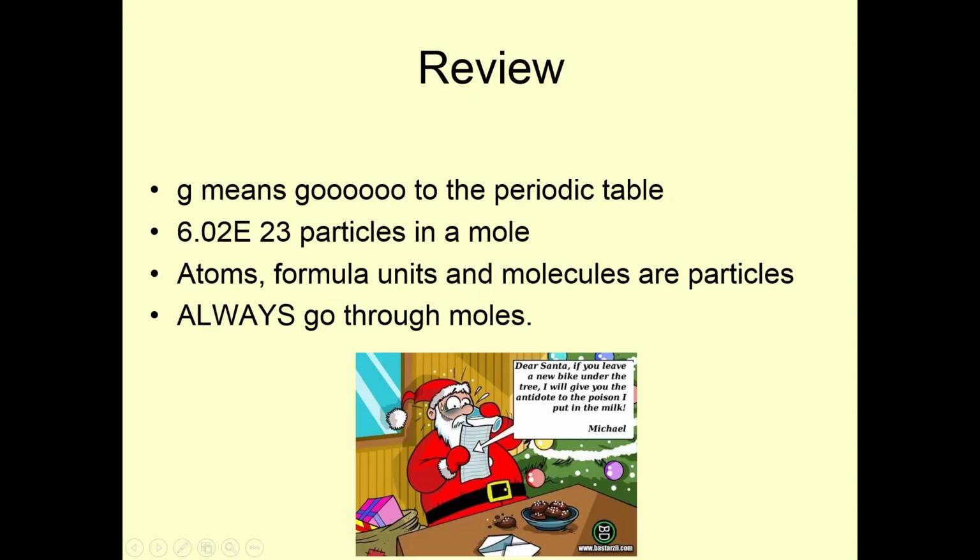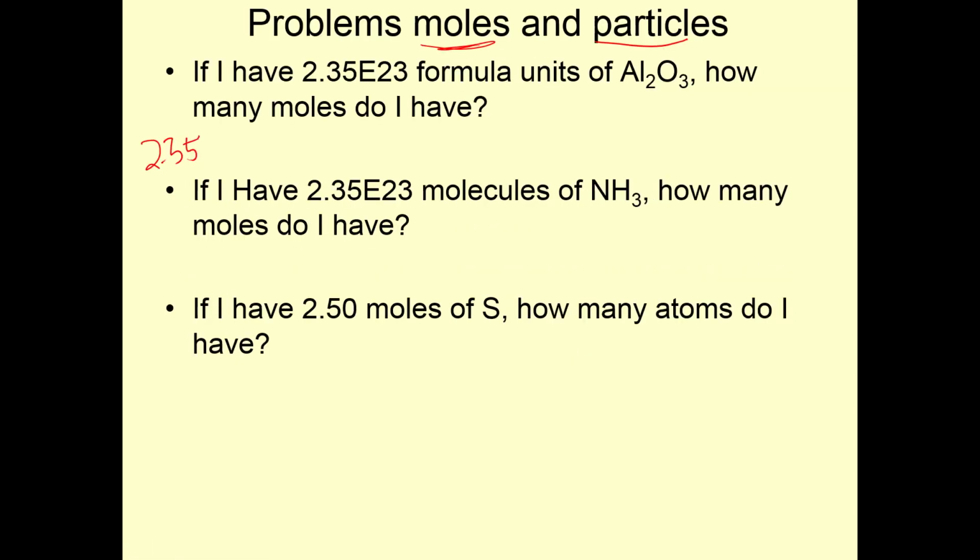2.35, oh, you know we're almost done now. 2.35 E23 formula units of Al2O3. How many moles do I have? So I have 6.02 E23 formula units and 1 mole of Al2O3. I always have to go through moles.